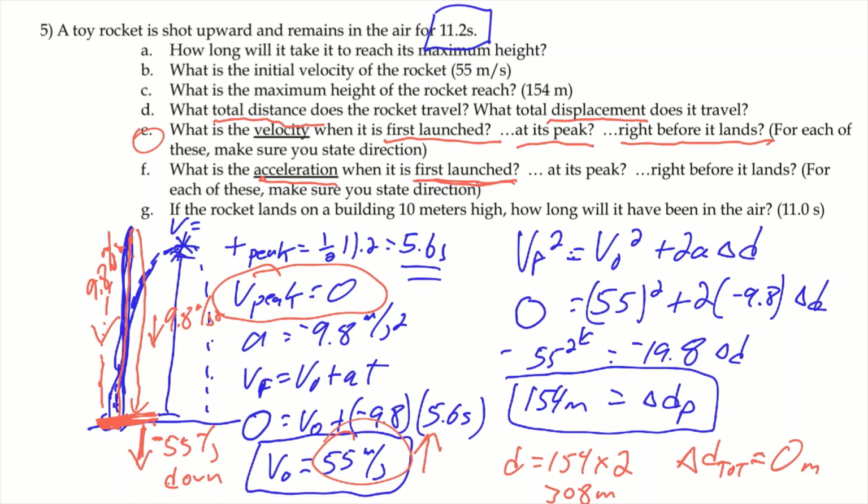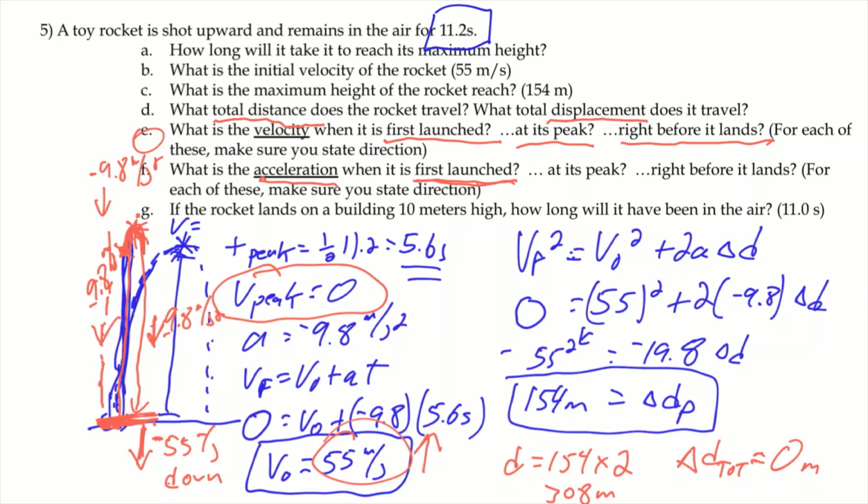In both cases, the direction's down, but in one case it's slowing down, one case it's speeding up, but they're both down. And then at the peak, the acceleration is not 0, it is still pointing down, right? We're just changing direction up here. So it's still going to be negative 9.8. So the answer to that question is negative 9.8 down everywhere.